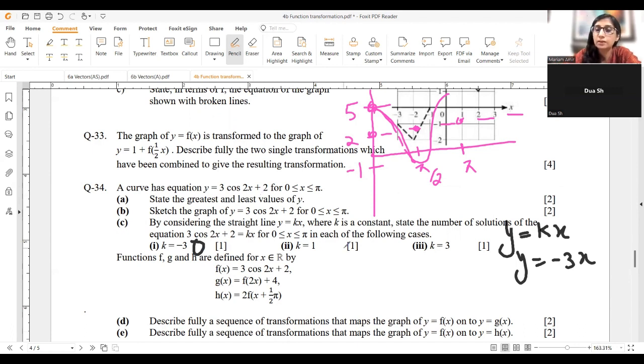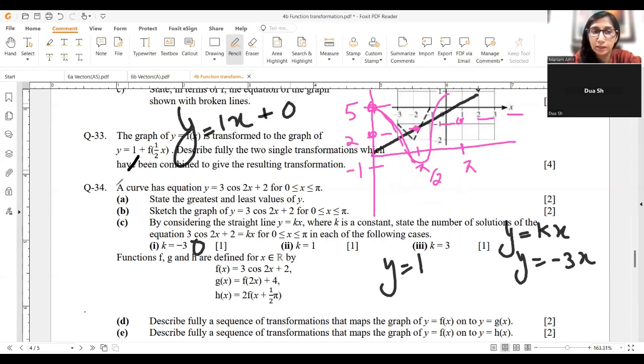Okay, for the second part, k is 1. So when k is 1, our graph would have a less steep slope. It'll go like this. And now it's a positive slope because it's y equals 1x plus 0. So it's going to be a rising slope. If it's a negative slope, then it's falling. If it's a positive slope, then it's rising. So there are 2 points of intersection in this case.